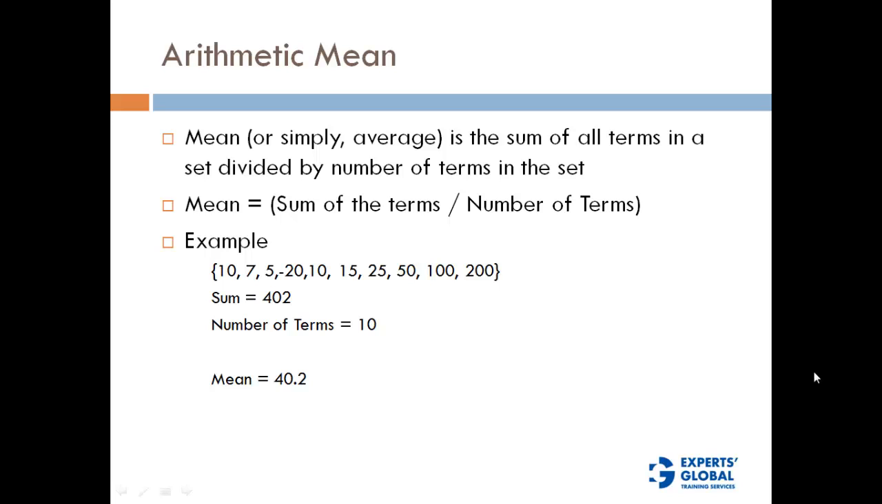So let's say, for an example, what is going to be the average, or arithmetic mean, of this set of numbers? What we do is we just add those numbers together. If you add them, you'll get 402. And how many numbers do we have? We have 10 numbers. So the arithmetic mean is going to be 402 divided by 10, which is 40.2. It is as simple as that.